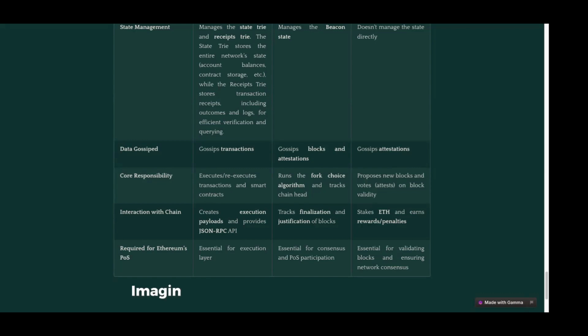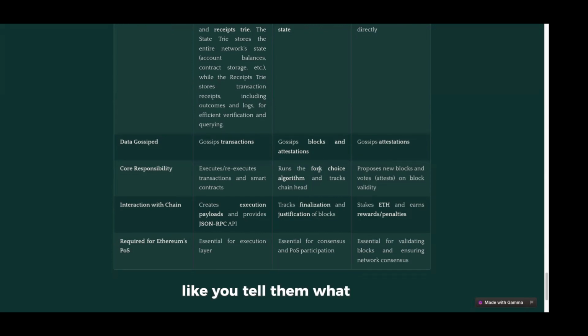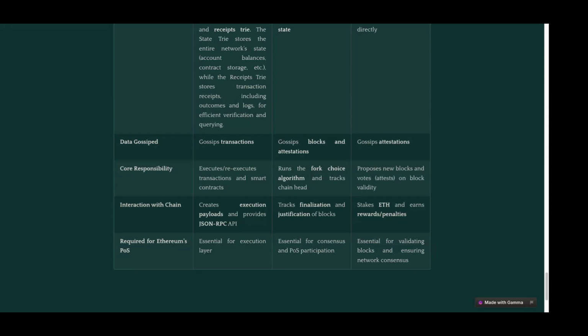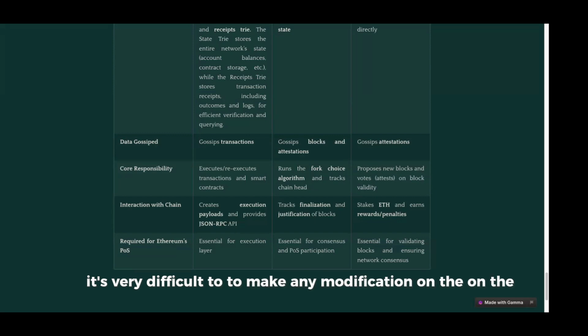If you're in a stadium or something, you want everybody to decide, okay, this is the road we should follow. People are just naturally stubborn. You tell them this is the plan, this is what we should do, and they decide not to do it because they don't feel satisfied enough. But that's by the way. The idea here is that once finality has been reached, it's very difficult to make any modification on the network.